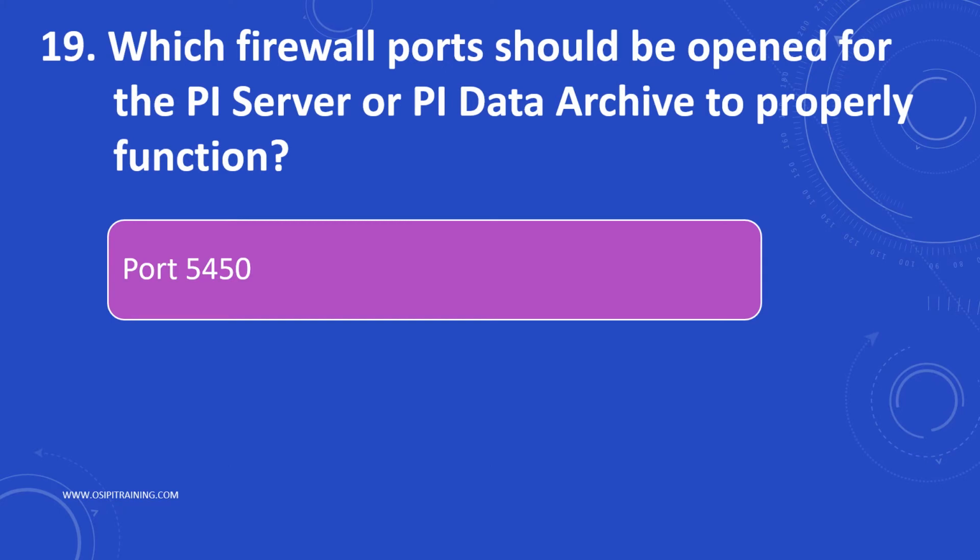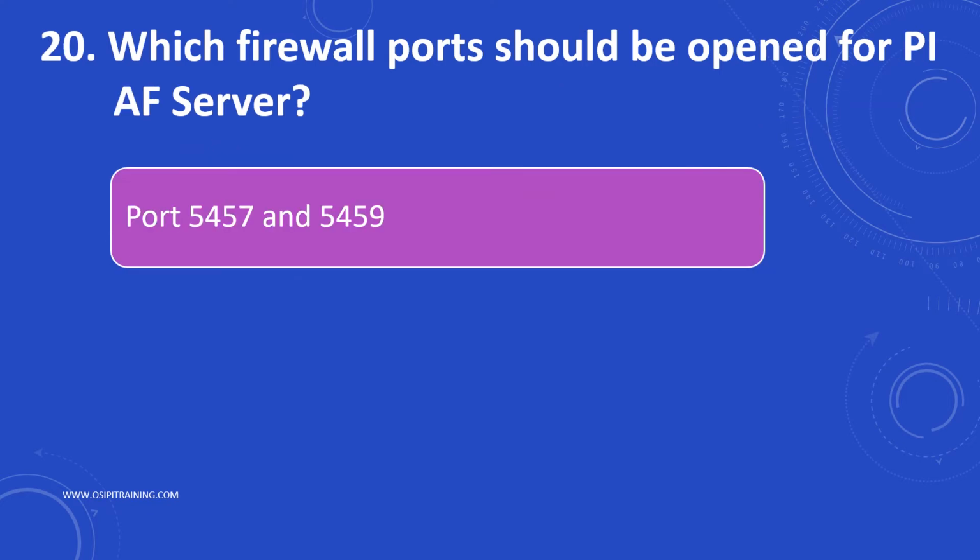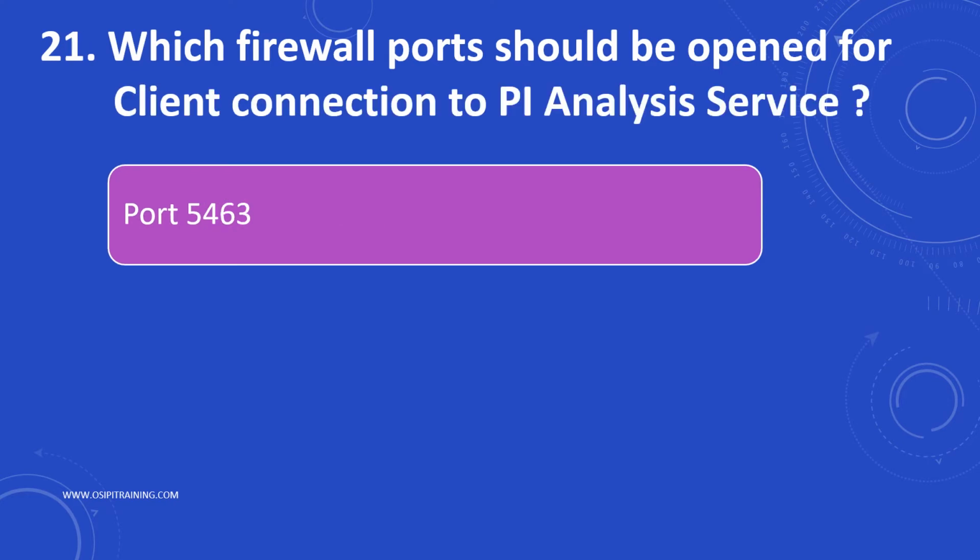Which firewall port should be opened for PI server or PI data archive to properly function? The port will be 5450 for PI data archive. Next question. Which firewall port should be opened for PI AF server? For PI AF server, the ports are 5457 and 5459. Which firewall port should be opened for client connection to PI Analysis Service? For PI Analysis Service, it will be port 5463.